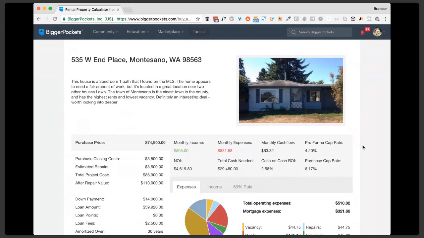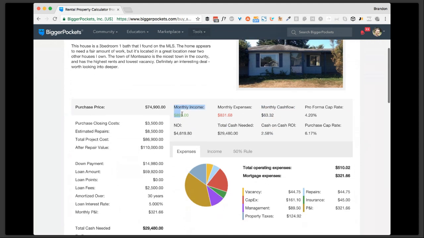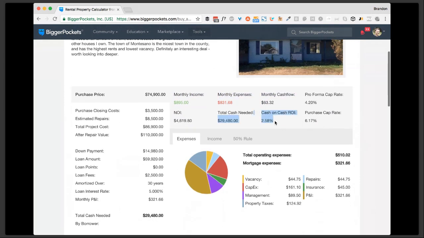And check this out. At the end of the day, does this number look familiar to you? Monthly cash flow of $63 a month. Cash on cash return of 2.58. I think by hand, we got 2.57. So there's some rounding somewhere, but I think we're up by 1 penny. But check this out. We got our monthly income, our expenses, our cash flow, our cap rate, our cash on cash return, the total amount of cash needed to do this deal.